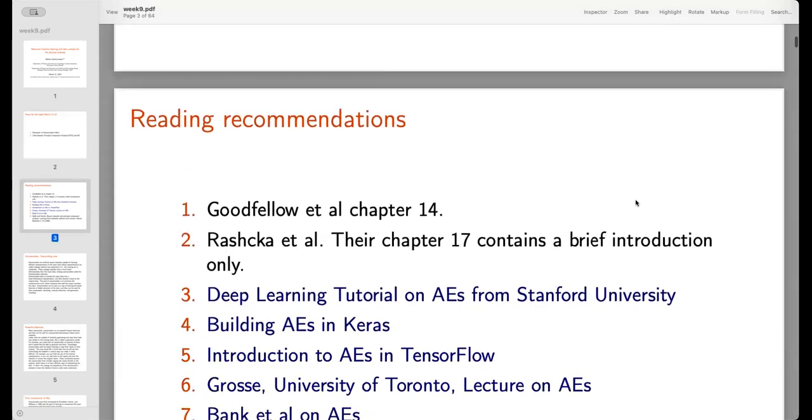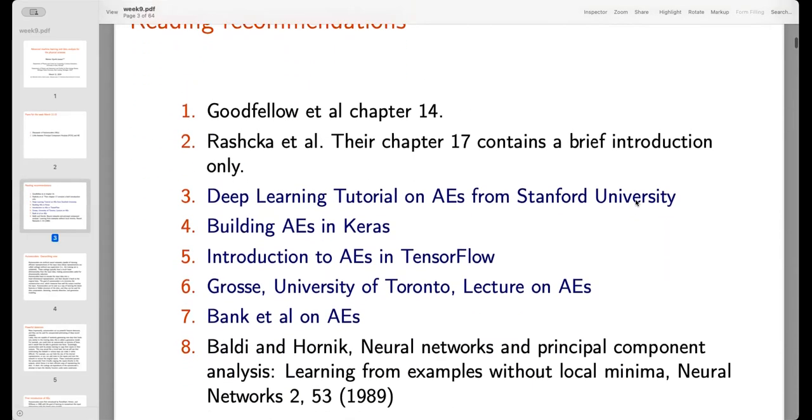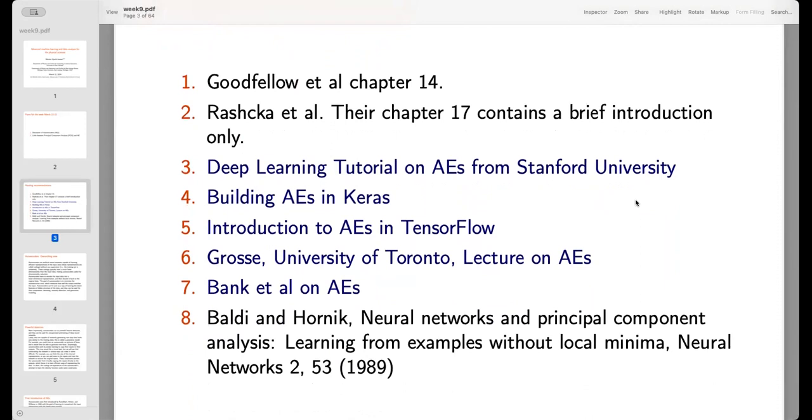I have some reading recommendations, and Goodfellow's chapter 14 is a very good one. Many textbooks tend to be pretty superficial when it comes to autoencoders, and in particular also the link between principal component analysis and dimensionality reduction, what it means. Because when we have a neural network, it's much more difficult to actually see this direct connection with dimensionality reduction, which is essentially what an autoencoder is doing for us.